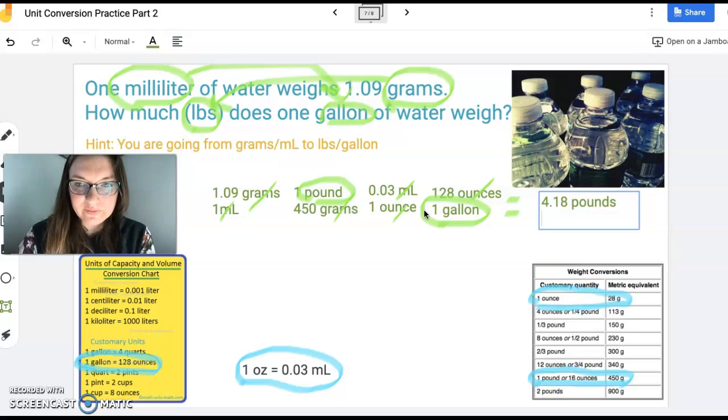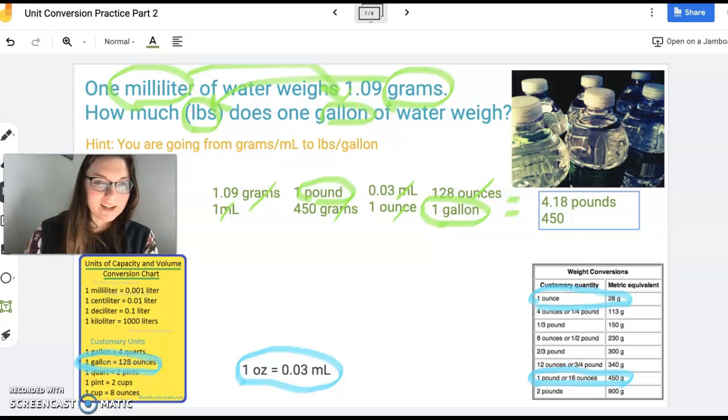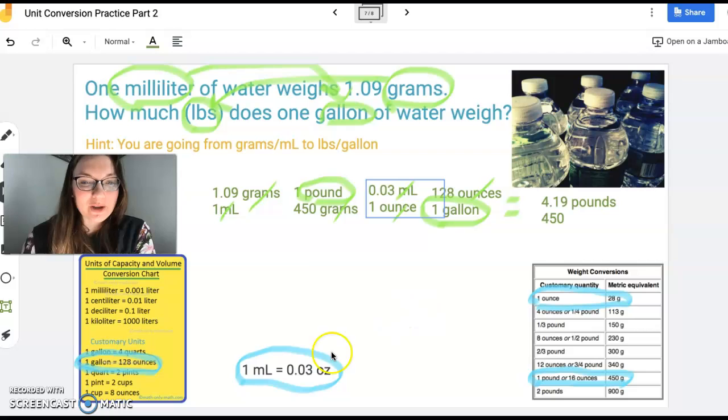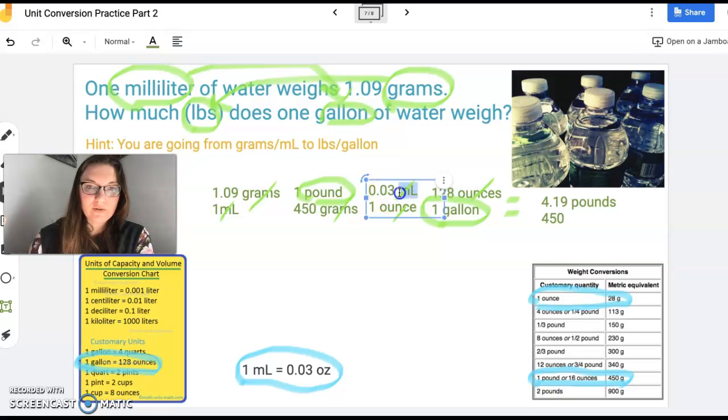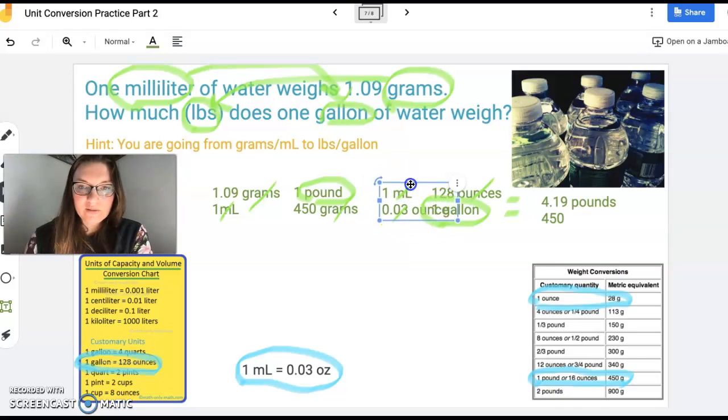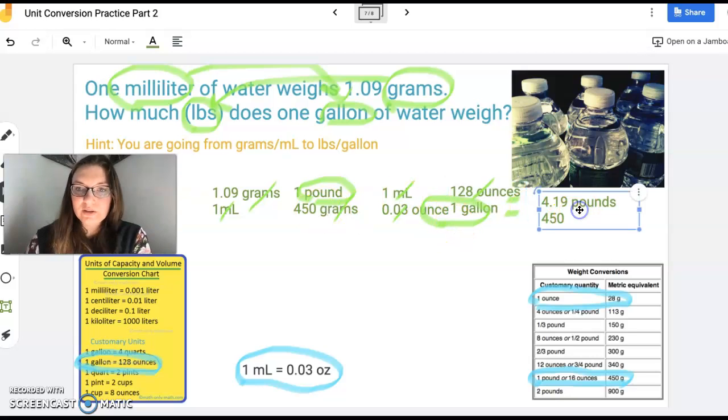Did I do this right? I think I messed something up here. Hold on just a second. So I figured out what went wrong there. I had this mixed up. I had 1 milliliter is actually 0.03 ounces. So we're going to say 1 milliliter is 0.03 ounces. There we go. Okay, I'm going to scooch this over a little bit. Okay, so now let's try this again.